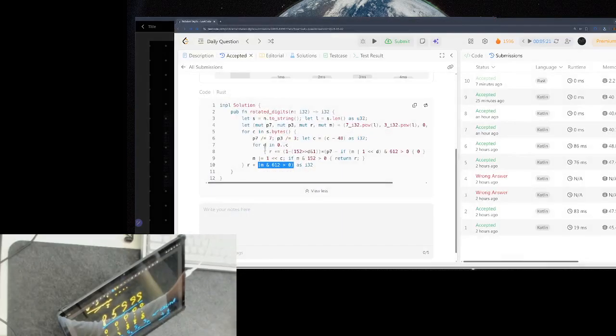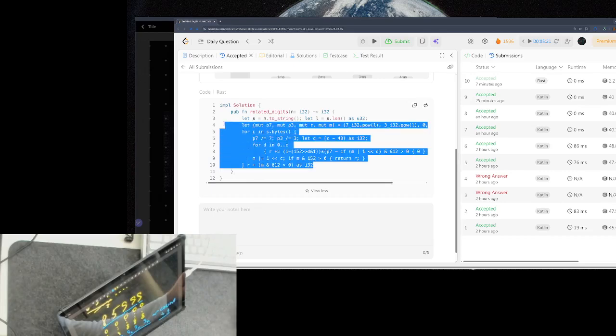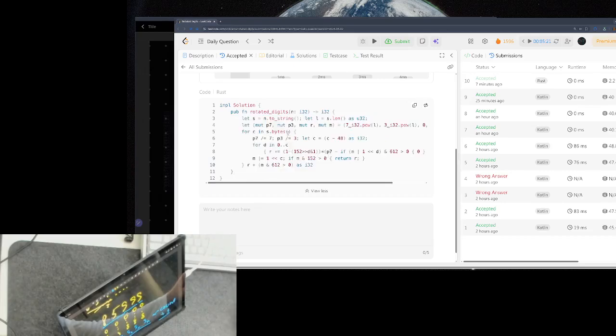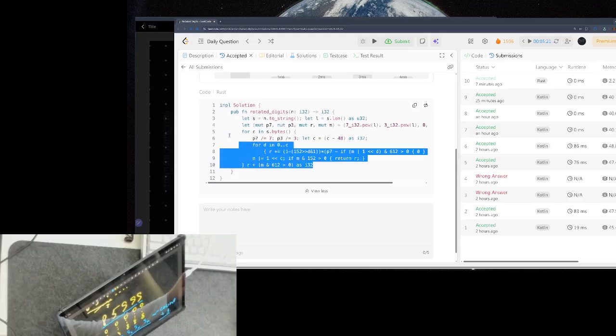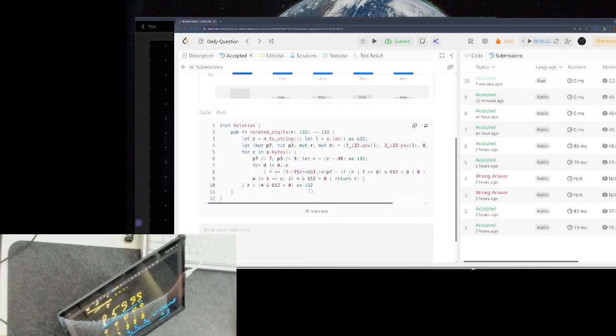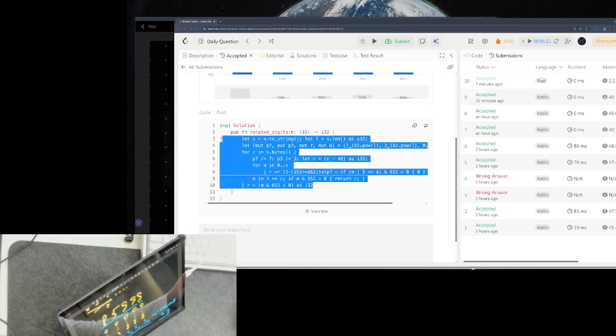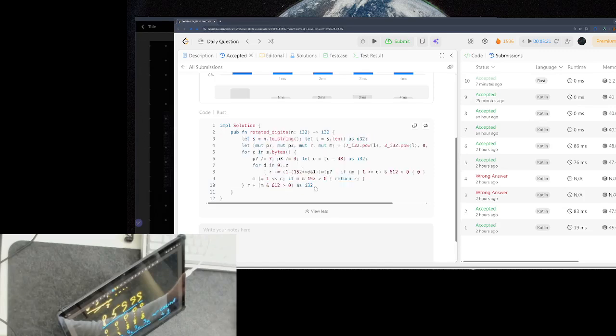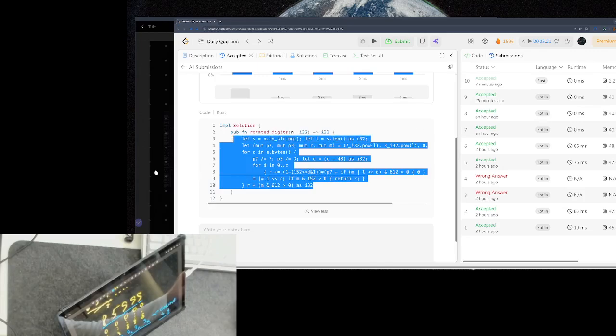So this is the solution. I think I explained it. I hope I myself understand it. I would say I understand it well enough to describe it, but maybe not deeply enough to write this myself without some hints. So that's it for today.